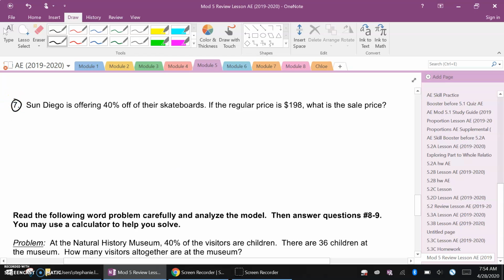Sorry about that. So number 7 says San Diego is offering 40% off of their skateboards. If the regular price is $198, what is the sale price? So there are 2 different ways you can do this. You can do it by subtracting at the end, or you can figure out everything at once. So we're going to go ahead and let X equal the sale price. And then we are going to have the sale price to the original price.